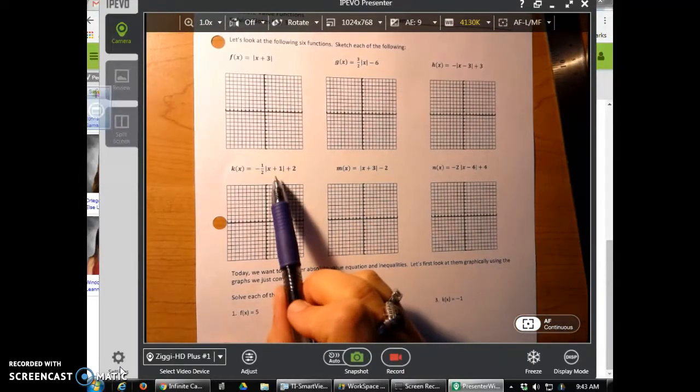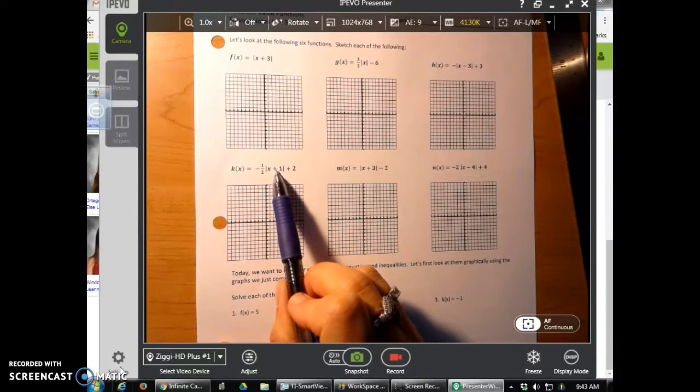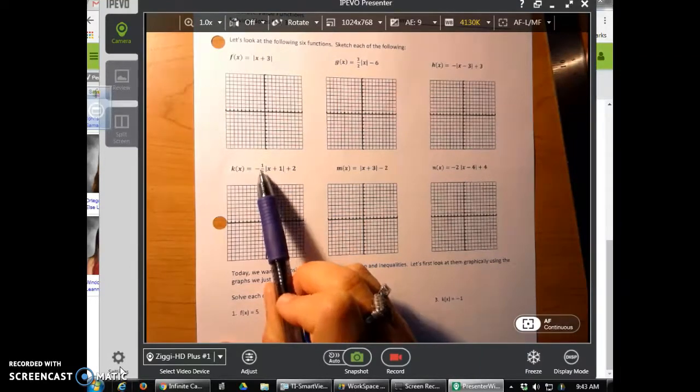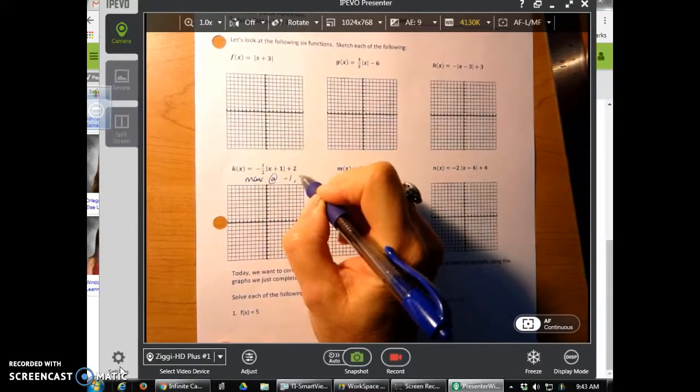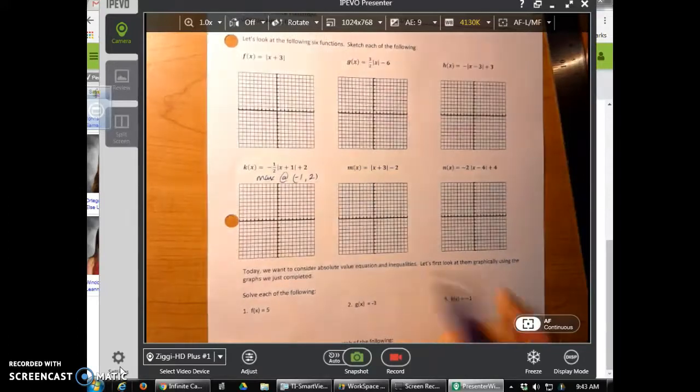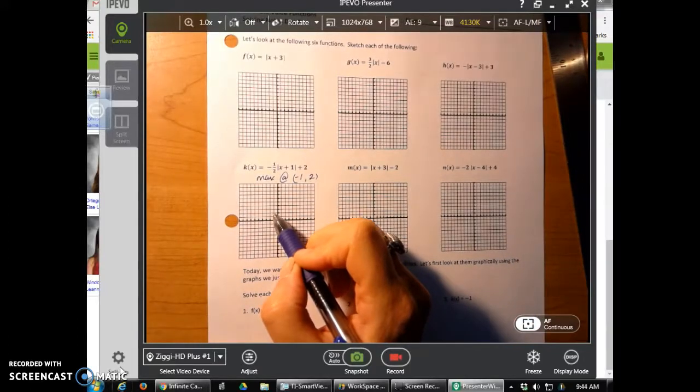And the first thing I want to look at is the vertex. So remember, you change the sign, so it's going to be -1, 2. And because it opens down, it's going to be a maximum at -1, 2. So I'm going to put that point in place, so -1, 2.